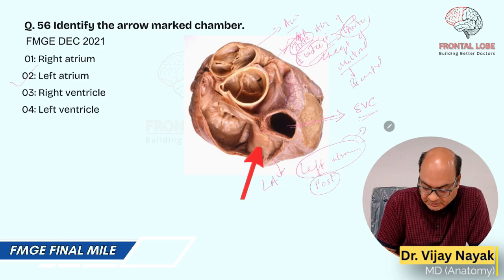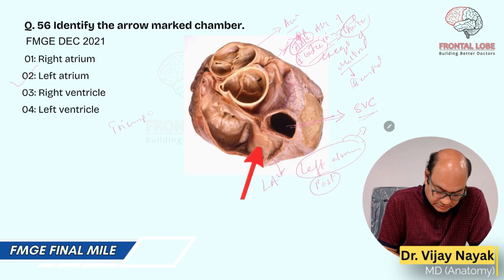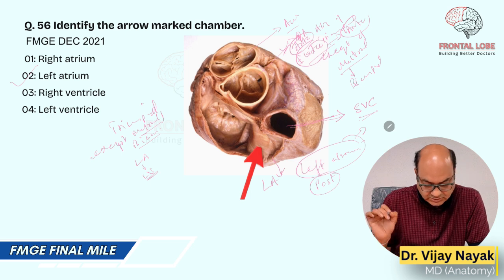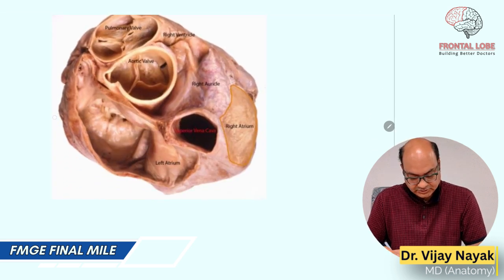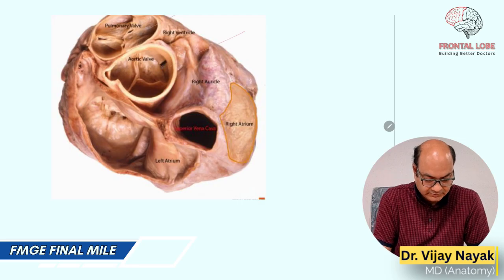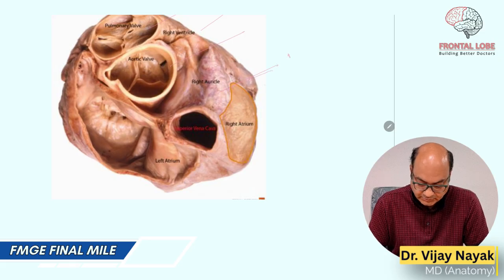Remember, the thing to remember here is that all the valves are tricuspid. They've got three cusps except the mitral, which is also known as bicuspid. The mitral valve is only between the left atrium and the left ventricle. So this is clear. This is the same diagram: aortic valve, pulmonary valve, right ventricle, right auricle. Auricle, I will tell you, is nothing but an appendage of the atrium.